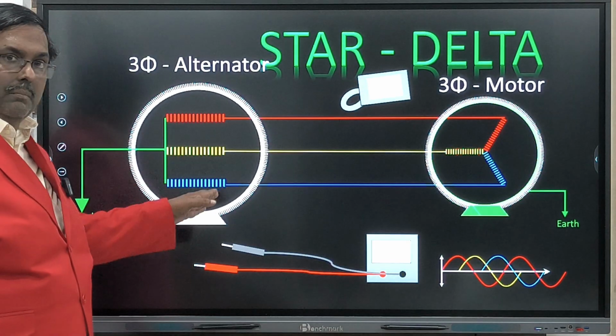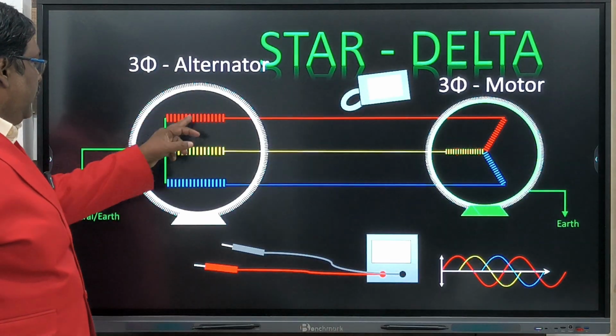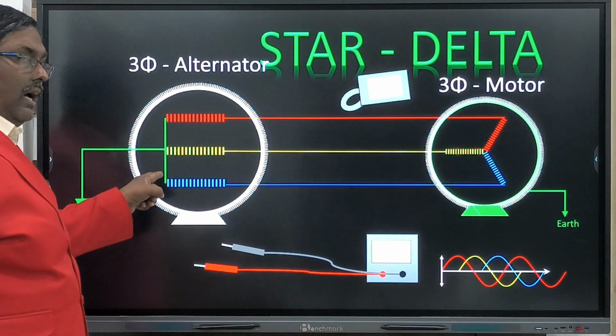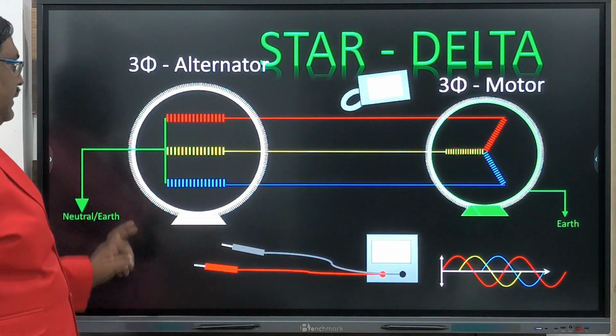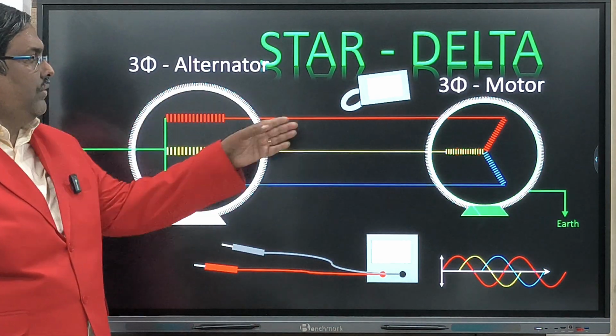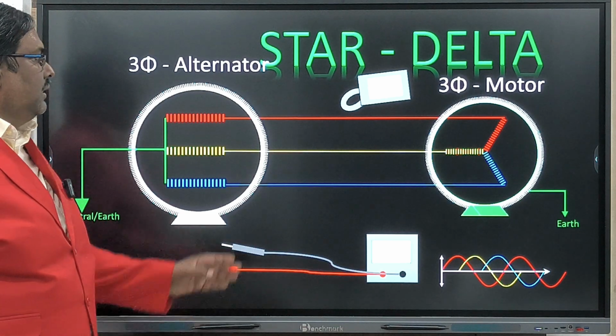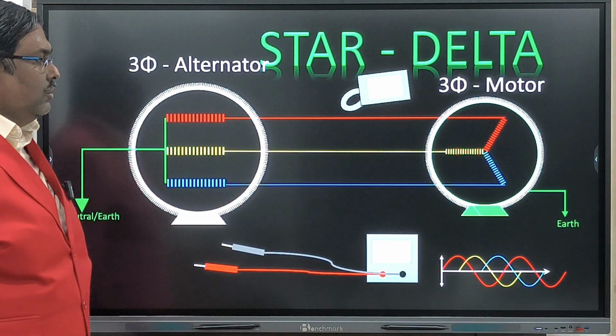I made it very simple now, because otherwise it will get confusing. This is the source alternator. I am putting three connections connected in star connection, and the common line I put to earth. We are not going to talk about this alternator. Now we are going to talk about the motor, the three-phase AC motor. Okay, this is the load. So the load we are going to talk about.